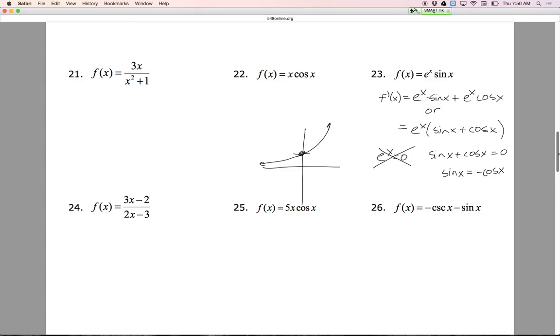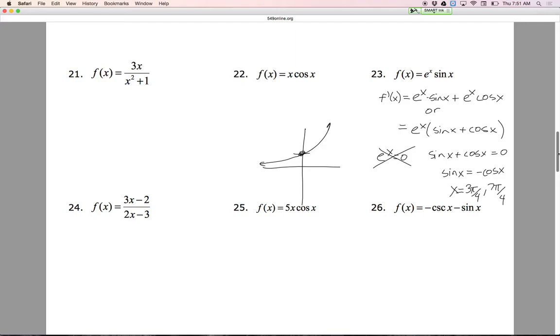Pi over 4s. Pi over 4 would be both root 2 over 2. Quadrant 2 and quadrant 4, which would be what pi over 4s? 3 pi over 4 and 7 pi over 4 are when they'd be opposite each other. So this would be x equals 3 pi over 4 and 7 pi over 4 if the question was find horizontal tangents. Now obviously the question wasn't that, it was just find the derivative.